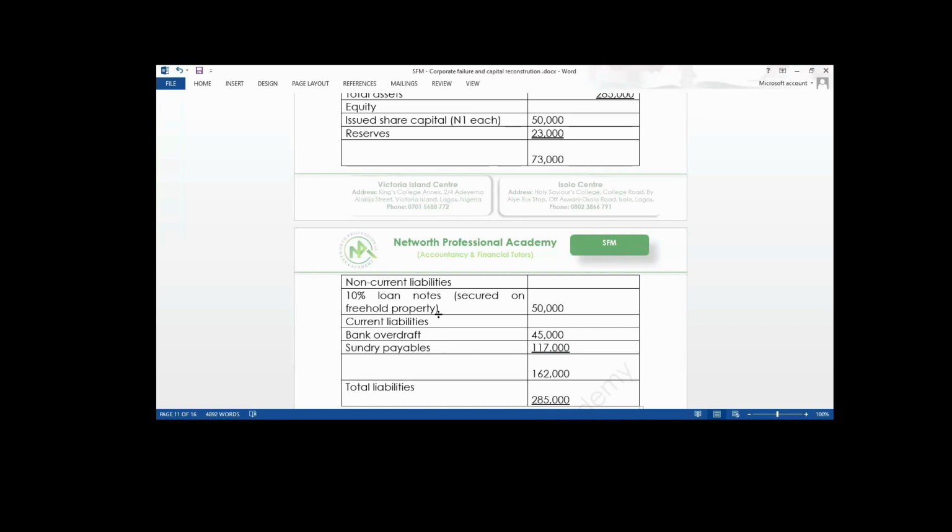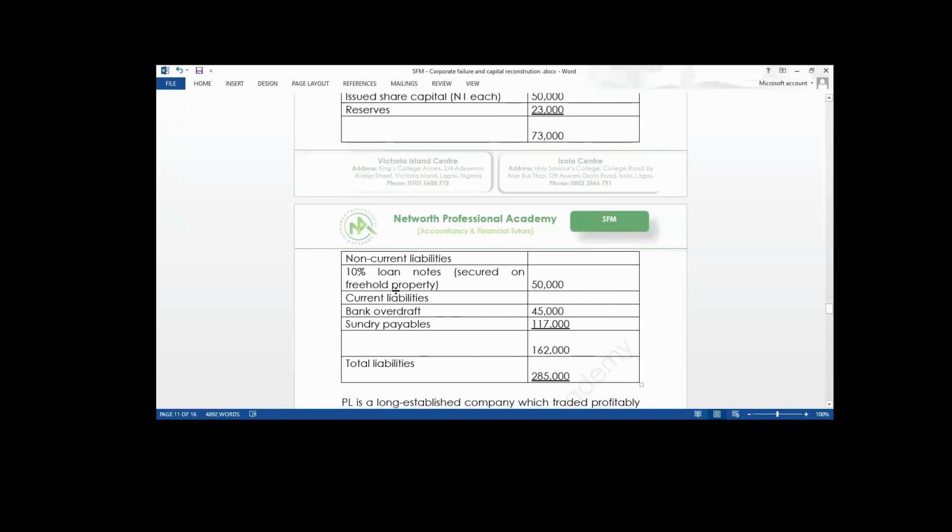In the event that that company is liquidated, any proceeds realized from that asset must be applied to settle that particular liability. In this question, we have a 10% loan note secured on freehold property.